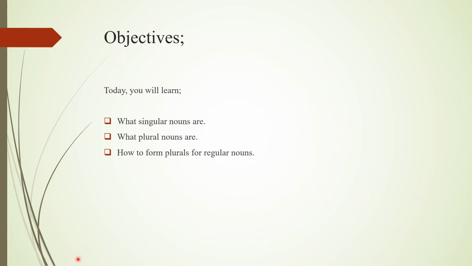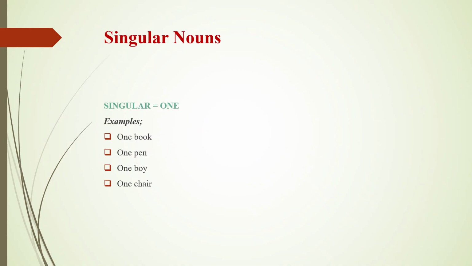Today, by the end of the lesson, you will learn what singular nouns are, what plural nouns are, and how to form plurals for regular nouns. A singular noun names one person or a thing, and as you can see, singular means one. For example, you can say a book, one pen, one boy, one chair, and many others. Keep in mind, singular means one.